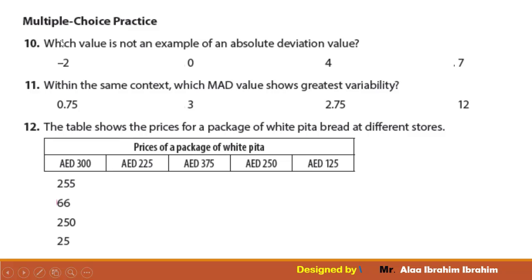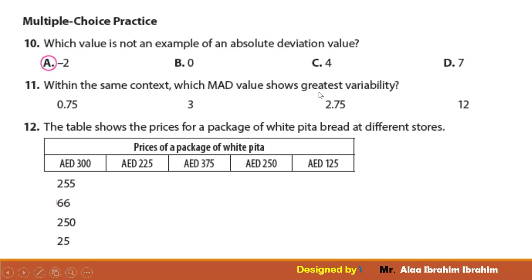We have other examples. One of the other examples here, the first example in multiple choice: which value is not an example of an absolute deviation? This one will be -2, because I have a negative here. I told you the absolute deviation is always positive. These are my values, because it's all the time absolute. Absolute means no negative, means positive. So all of them are absolute except this one, not absolute. Well, then the same context.